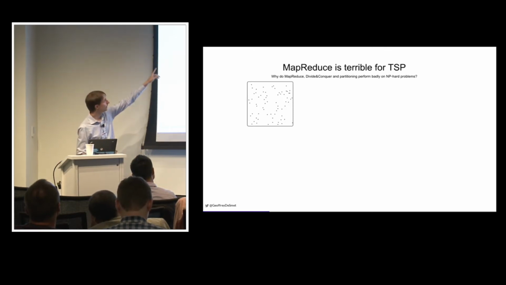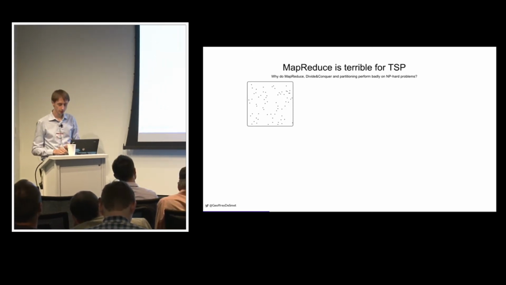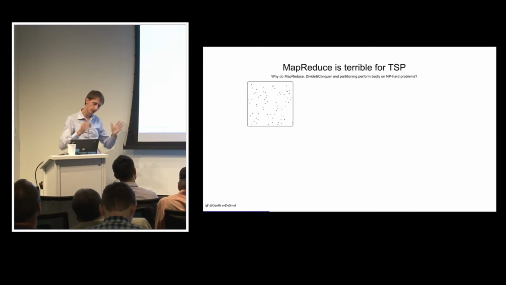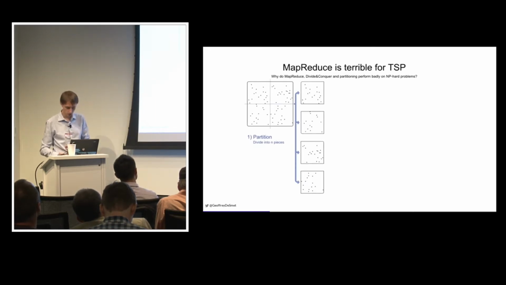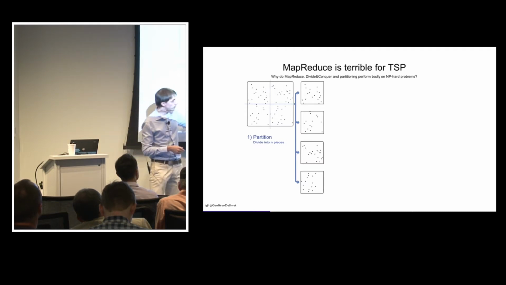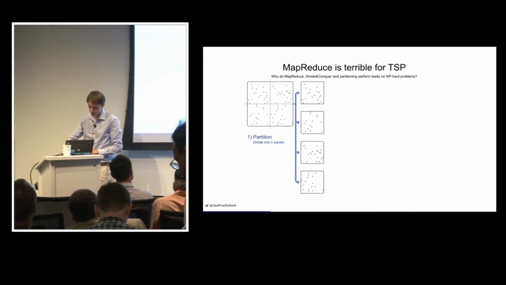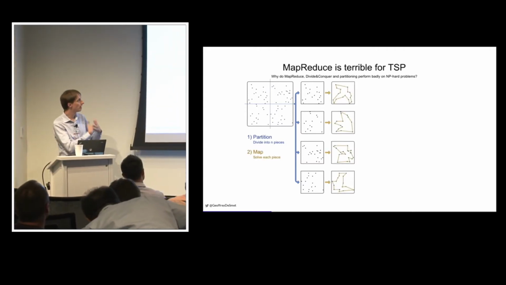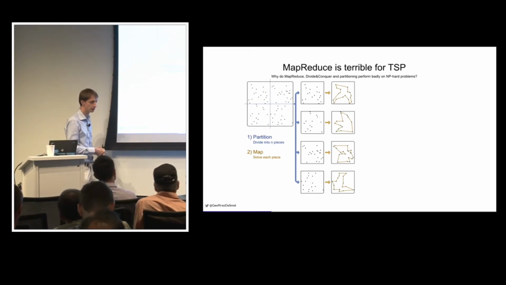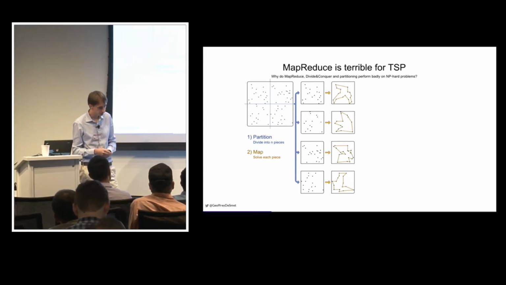So here we have a number of locations that we want to visit on a map. And we want to find the shortest route to visit all of these locations. So what happens if we say, okay, this is too big, let's just do divide and conquer, or MapReduce, let's just split that up. So we chop it into 4 pieces, right? So we have 4 separate pieces. And for each of these 4 separate pieces, we find some sort of algorithm to solve this optimally. So we get these 4 solutions.